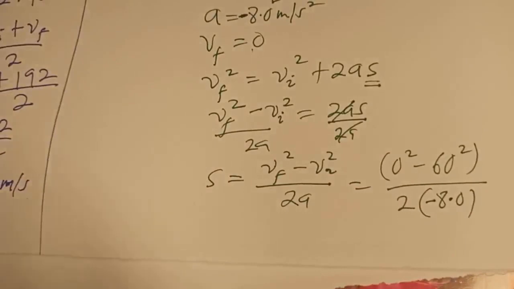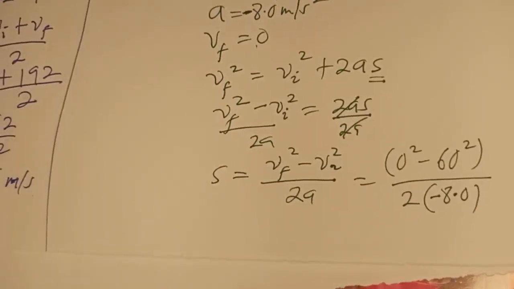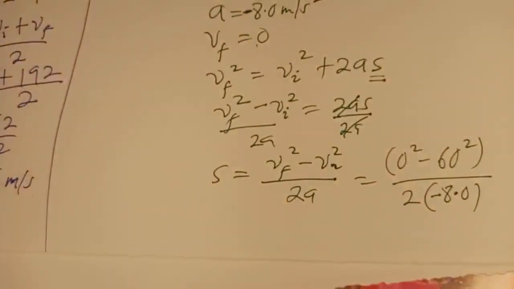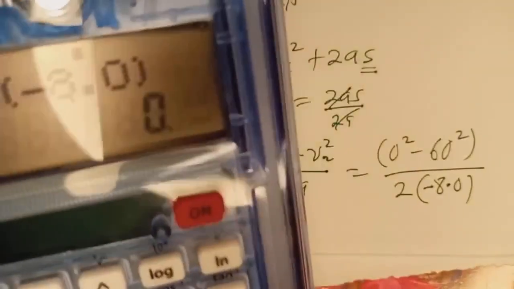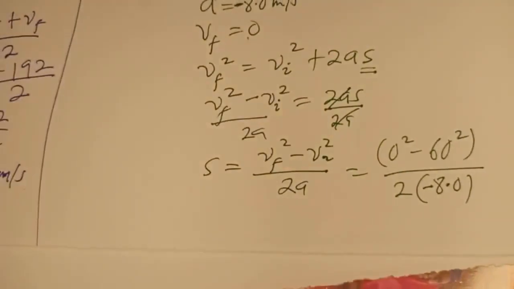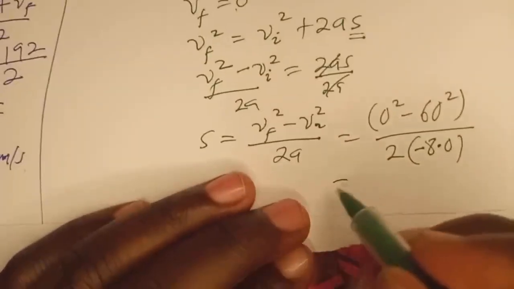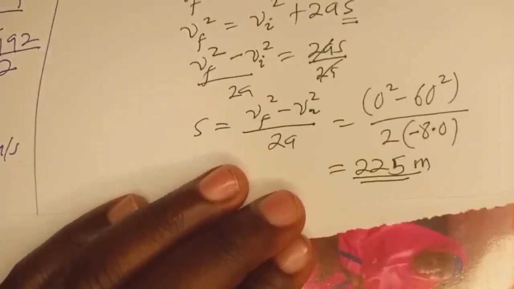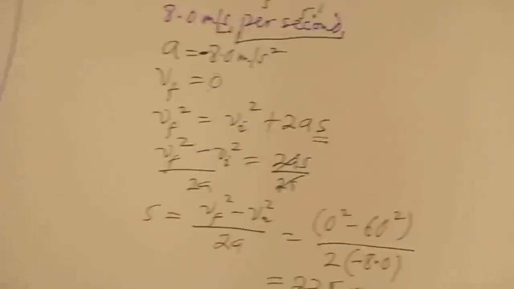So the rest is, how do I get this from my calculator? I take my calculator and press open bracket, 0 squared minus 60 squared, close bracket. Then you divide this by 2 into 2 open bracket negative 8.0 close bracket. So you now press the equals sign, and what I got here is 225. So it means the distance traveled before stopping is 225 meters. This is very important. You should also take note of this.